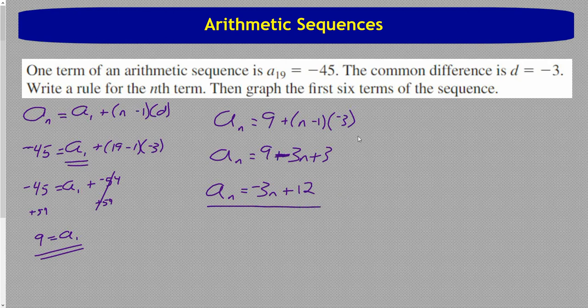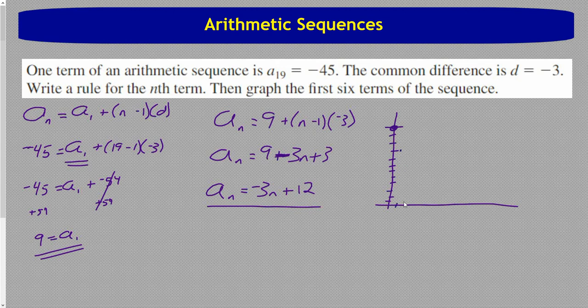Then we want to graph the first 6 terms. So really, if you just think about this, this is just a line with a y-intercept at 12. 1, 2, 3, 4, 5, 6, 7, 8, 9, 10, 11, 12. The 0 term would be 12, because the first term would be 9.